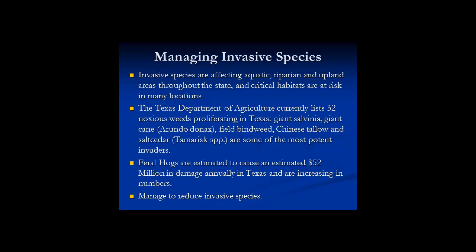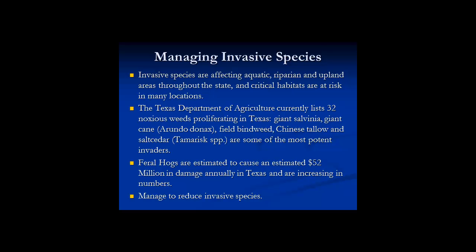Some of these big ones, or the most potent ones that we're having issues in trying to battle, include giant salvinia, giant cane or arundo, field bindweed, Chinese tallow, salt cedar. These are some of the main ones. So looking, understanding, and knowing how to identify some of these, and working to try and remove them.